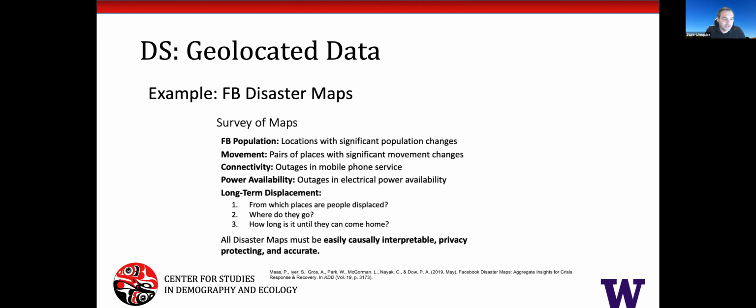So it's the Facebook population. It can look at population movement. It can also answer certain things about connectivity, power availability, and long and short-term displacement.